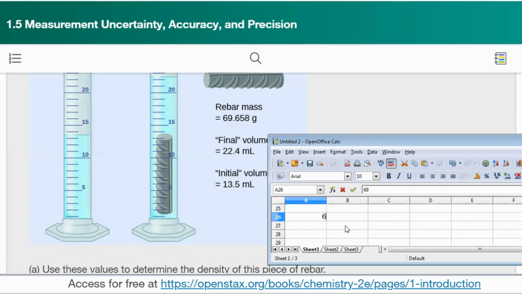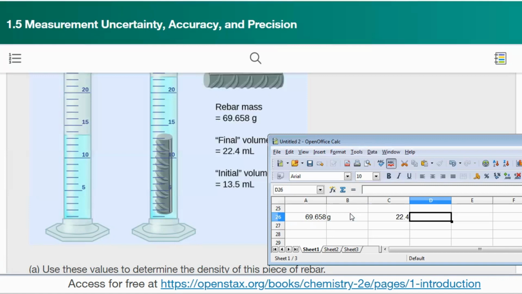So the mass is 69.658 grams. The volume is 22.4 milliliters. Oh, that's wrong. We have to calculate the volume first. So the volume of the rebar is, we take the final volume minus the initial volume to determine the volume of the rebar. Does that sort of make sense? We take the volume in this cylinder here minus the volume in this cylinder here. That tells us the volume of the rebar.